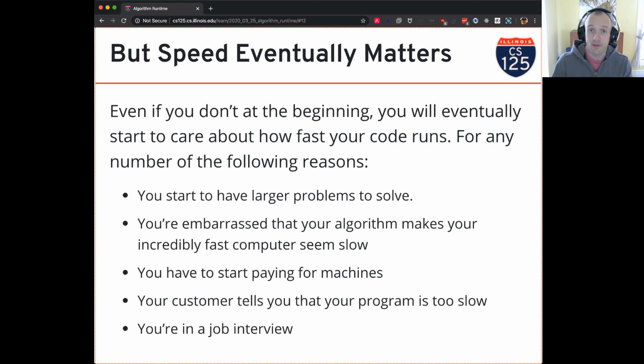Or, you're in a job interview and someone's actually asking you to solve a problem and to explain why your solution performs a particular way, right? So it's worth thinking about this, it's worth understanding it, and it's worth being able to talk about algorithm analysis in a precise way. So we're going to introduce some terminology today in order to allow us to do that.